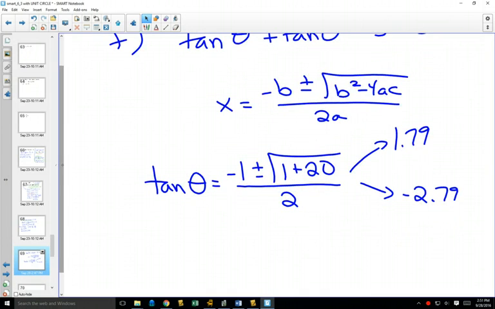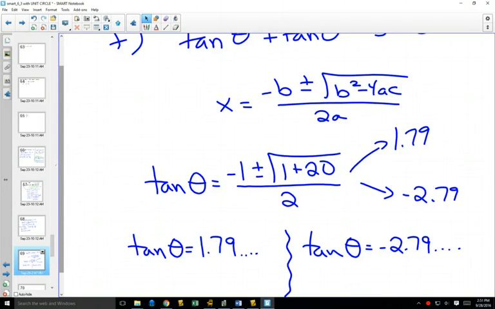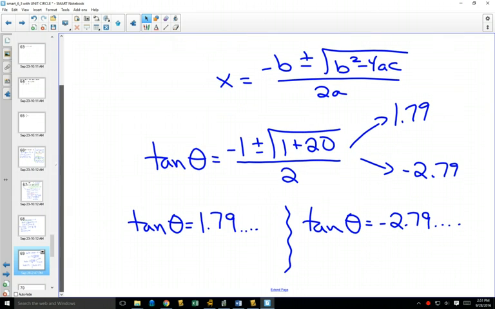So our quadratic formula, once we type it into our calculator, tells us two different answers for tan. I'm going to write them out separately here. Tan of theta could equal 1.79, or tan of theta could equal -2.79. I'm going to put dot, dot, dot after that to remind myself that I'm not going to round early, that I'm going to keep all of my decimal places right until the end.